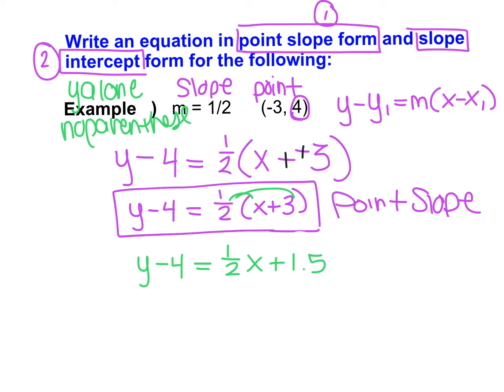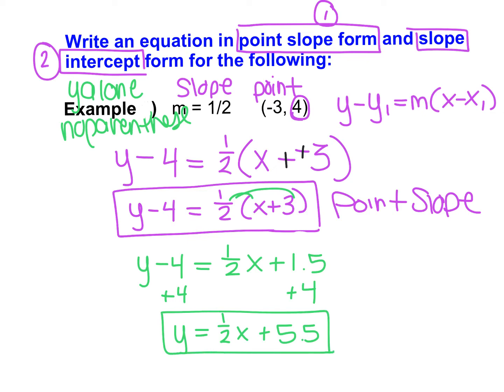Then from here, we're going to add 4 to each side to get the y alone. So we have y is equal to 1/2 x plus 5.5. So we can see here that we have our slope-intercept form where y is alone. You can see that y is alone, and we have y equals mx plus b.